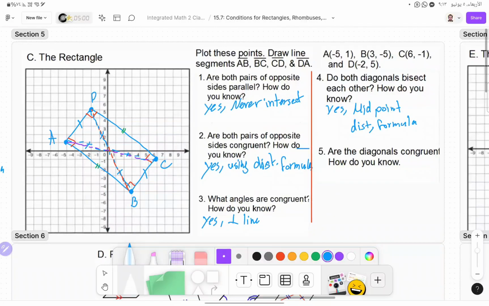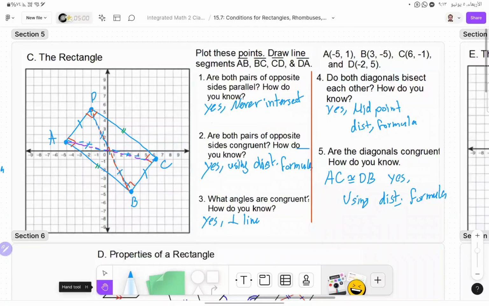Okay, now the last question: are the diagonals congruent? How do you know? Is AC congruent to DB? Yes, they are congruent. Why? Because, same thing, using the distance formula: if they have the same length, the same distance, then for sure they will be congruent. Okay, so this is about the rectangle.